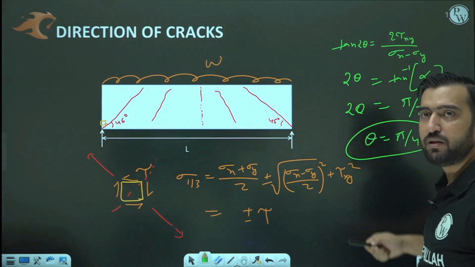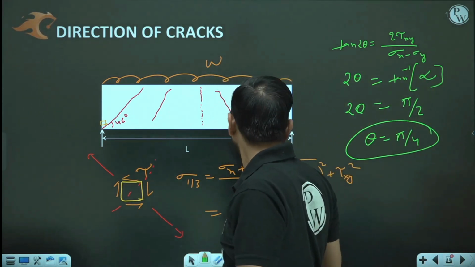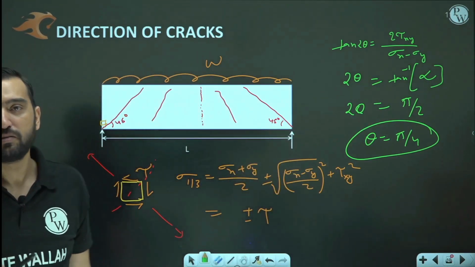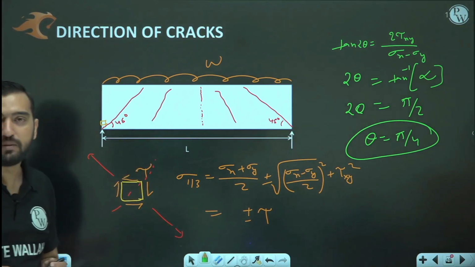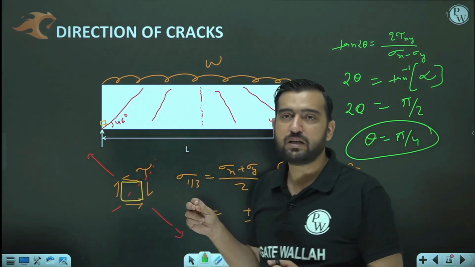Theta is also going to be 0. So these all are the directions of principal stresses. Here as well, 45 degree and 135 are the directions of principal stresses. So very easily you can think of the direction of cracks. The point is, due to shear, cracks originate in my RCC beam.